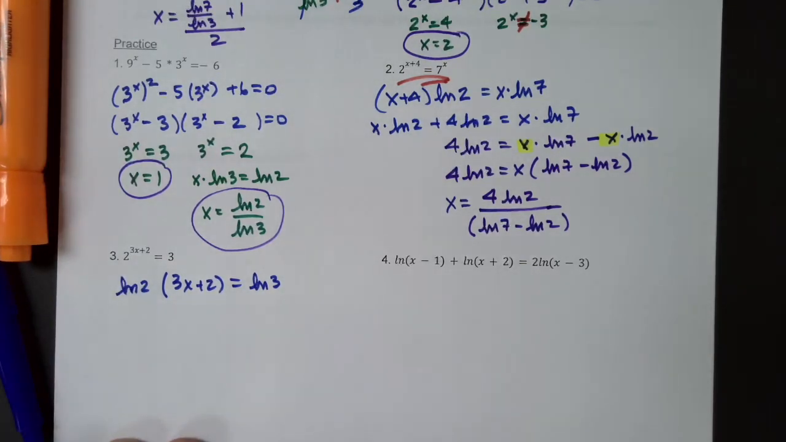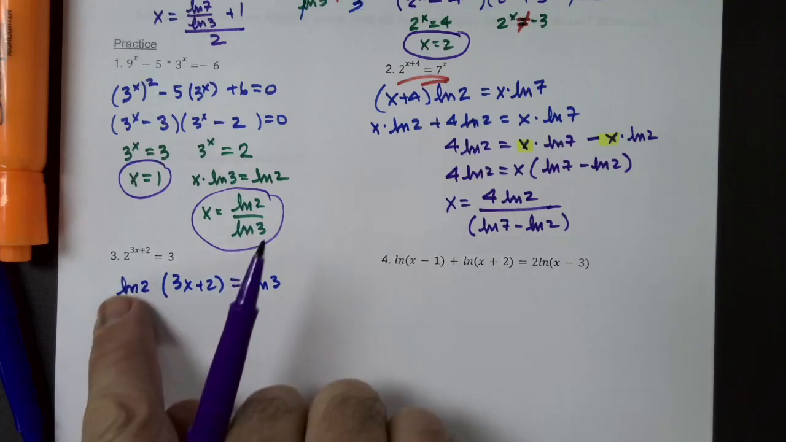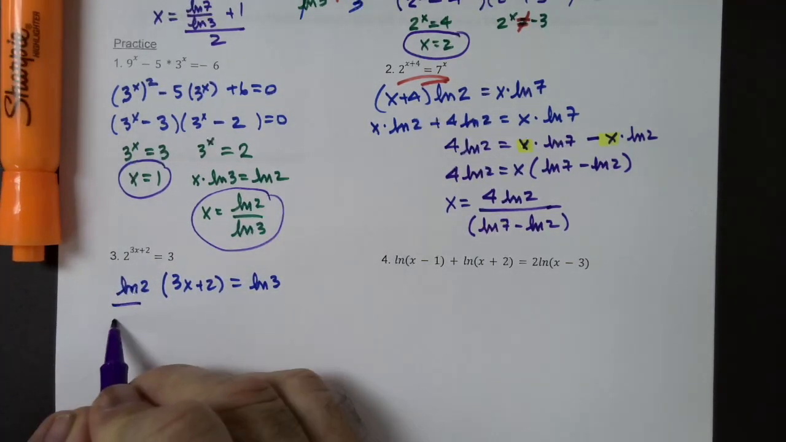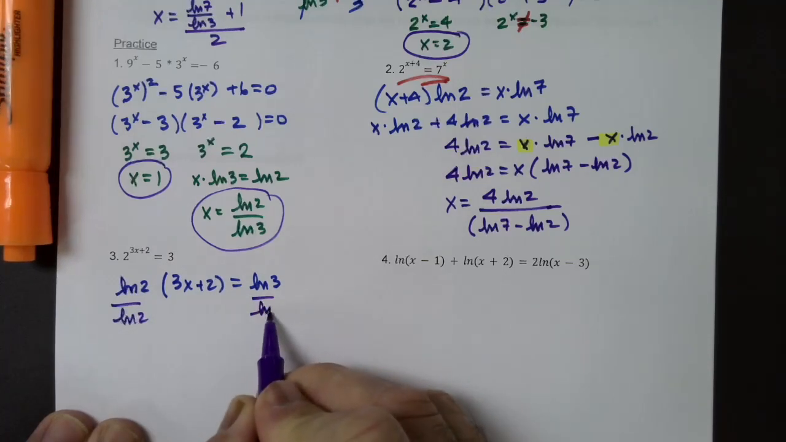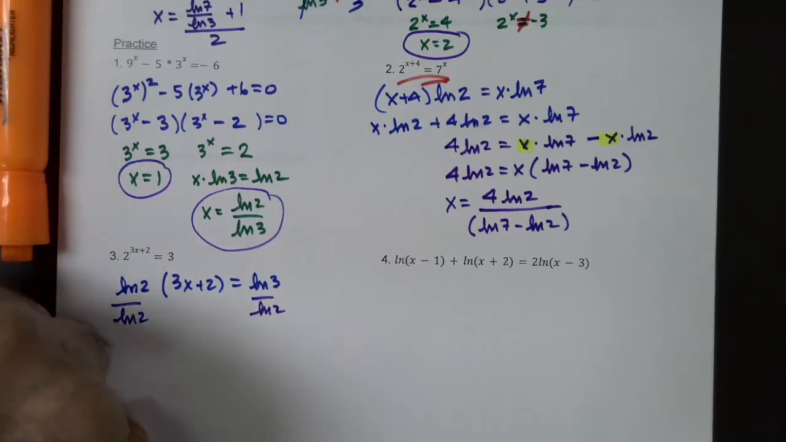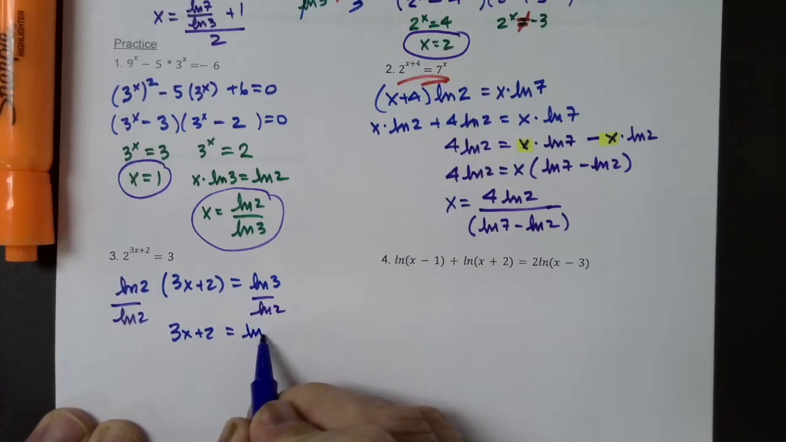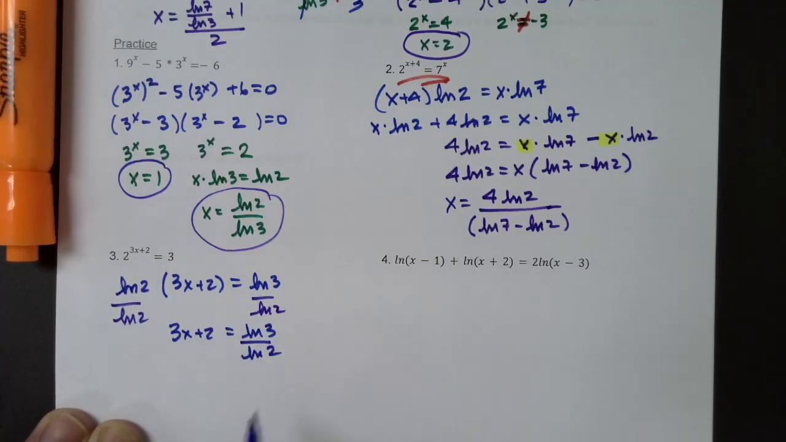This one, similar to example 3 up above. No need to distribute this. Let's get this x by itself by dividing both sides by the natural log of 2. The result will be 3x plus 2 equals the natural log of 3 divided by the natural log of 2.